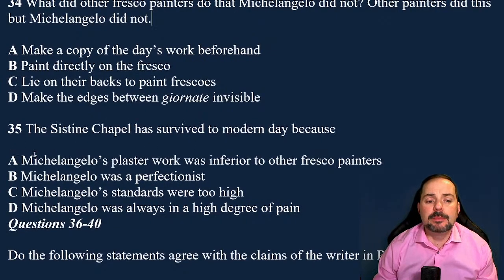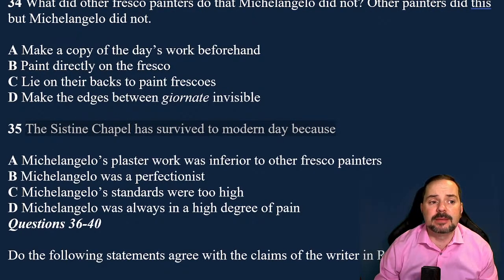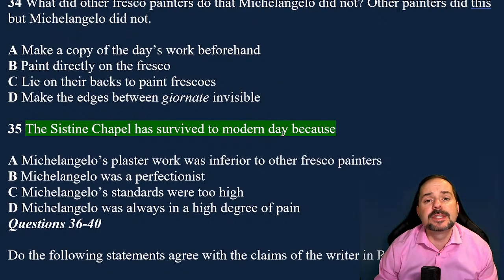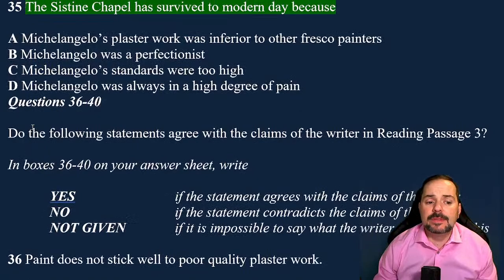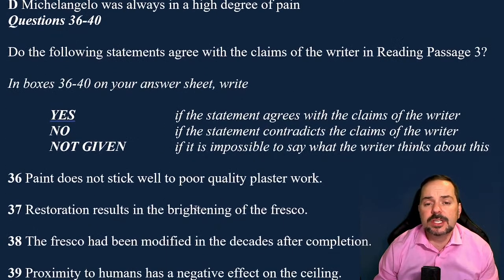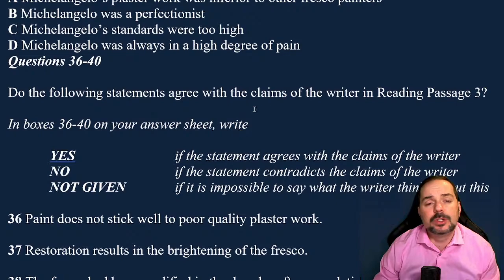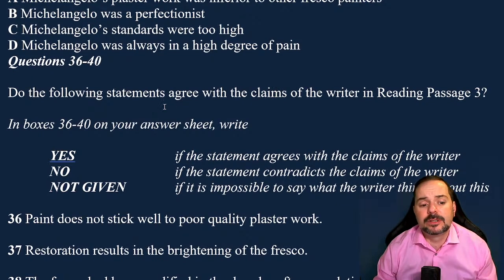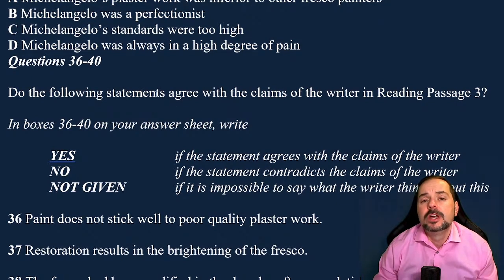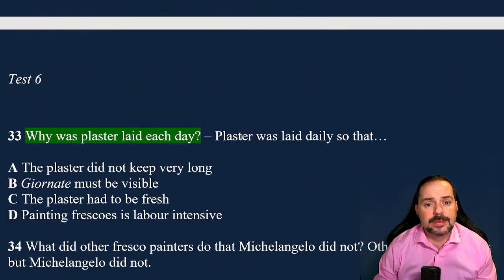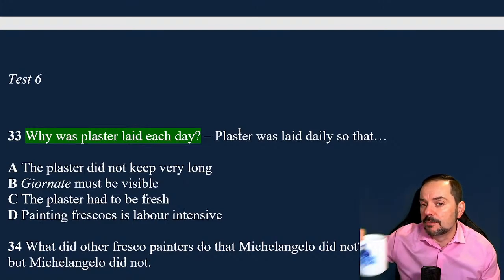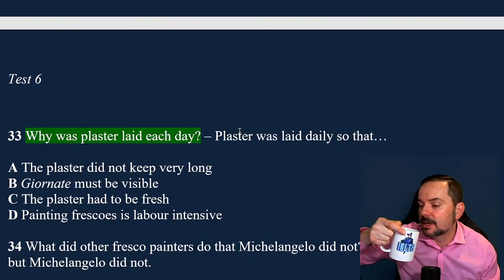All right, number 35, the Sistine Chapel has survived to modern day because, you don't need to change anything here because this is a statement, okay? So this is the kind of statement that you want to see, right? And then we have these yes, no, not given questions. These ones we don't worry about because we don't know which are true, which are false or not given. So we don't worry about those yes, no, not given questions. Those we just leave until we're at the end. And then we solve those as the last task.